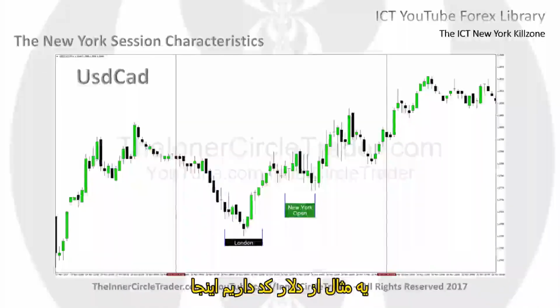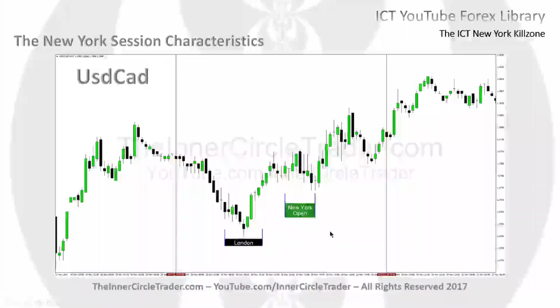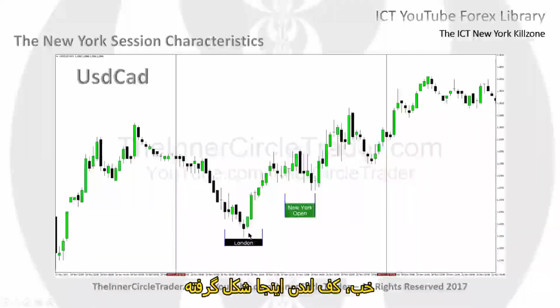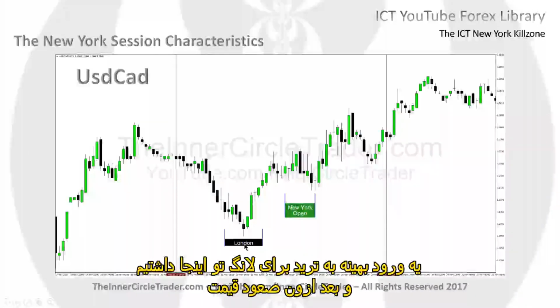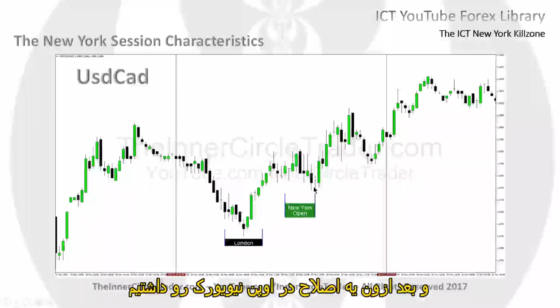Okay, I have an example of that here on the dollar CAD. We have a London low formed, and we can see that the market did in fact come back from this low to this high. It retraced rather deeply here. Optimal trade entry long here. Then price rallies away, and then we have a retracement lower in the New York Open.